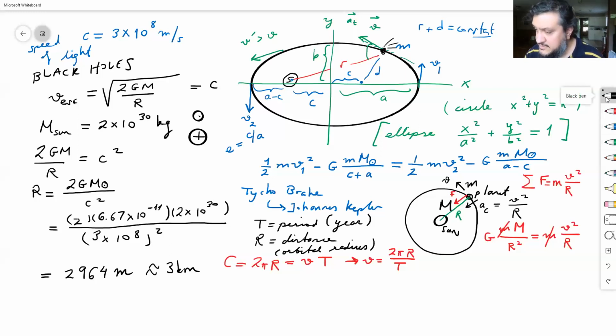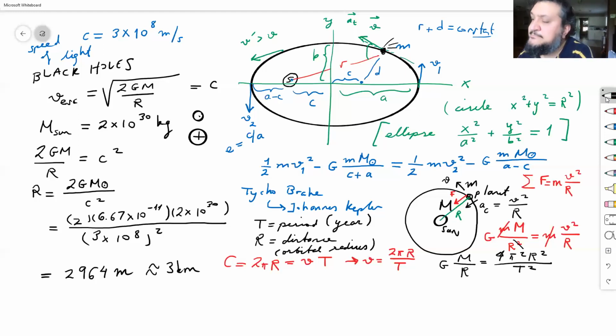Anyway, let's take this and plug it in. I'm going to continue right here. So I have GM divided by, now there's R squared and R here. Let's get rid of the one over the R's. So GM over R is equal to v squared, that is 4 pi squared r squared divided by T squared.